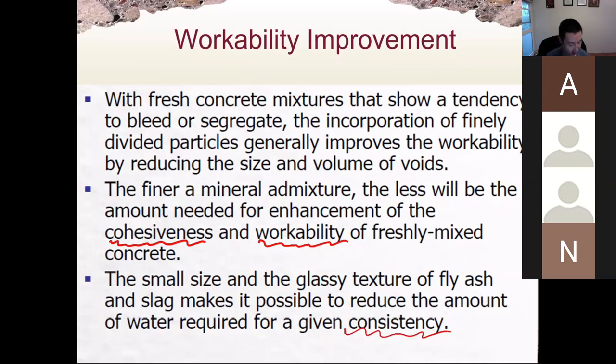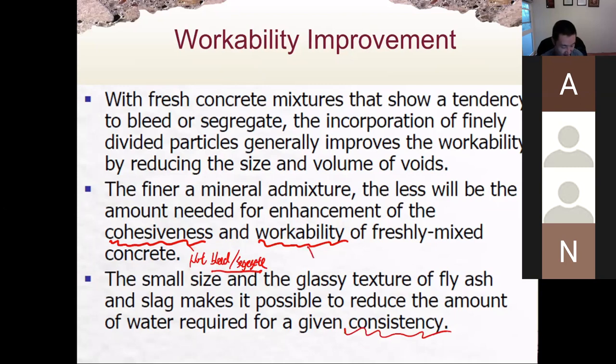But here we'll give some definitions for these words. Cohesiveness is defined as the tendency for concrete to not bleed or not segregate. Segregation means the separation between cement paste and sand and coarse aggregate. We'll talk about bleeding and segregation in more detail in future lectures.